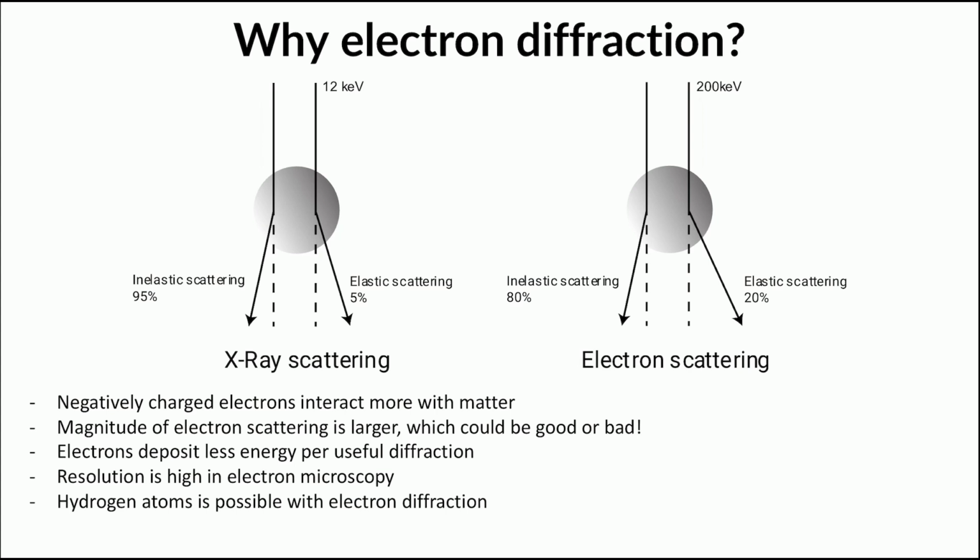Second, electrons deposit less energy per useful diffraction. This is compared to X-rays, especially the high energy X-ray techniques like serial femtosecond crystallography and synchrotron radiation. So there's actually less damage. Third, resolution is higher in electron microscopy. This is due to the short wavelengths of the electrons. Finally, just like in neutron diffraction, with electron diffraction we can find hydrogen atoms, which is not the case in X-rays.